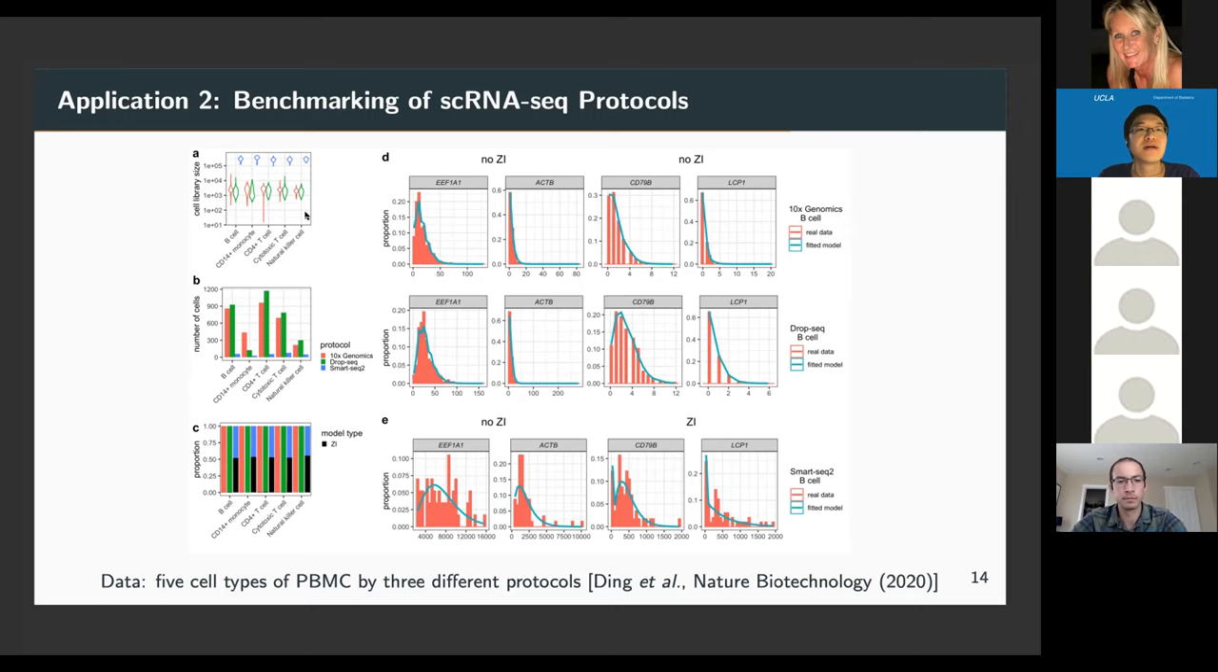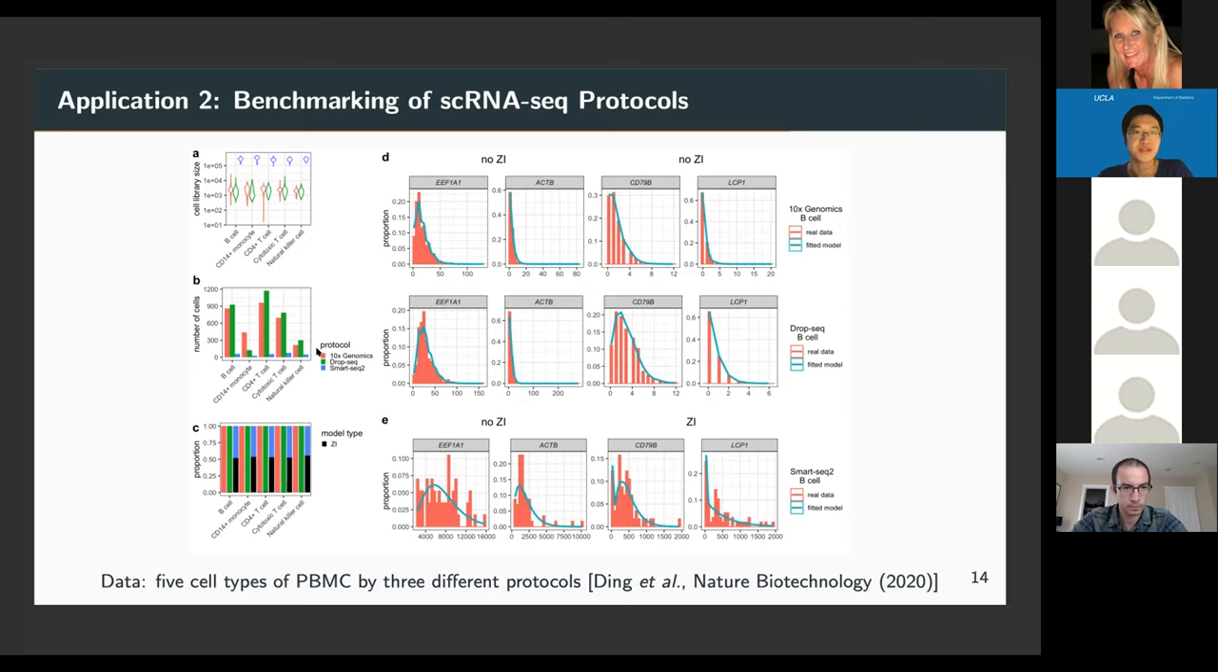So then we decide that we can actually use the likelihood ratio test to benchmark and compare the full length protocols with the tag-based protocols. So here is an example of that. Here the pink is the 10x Genomics protocol, the green is the DropSeq protocol. So these two are tag-based protocols.